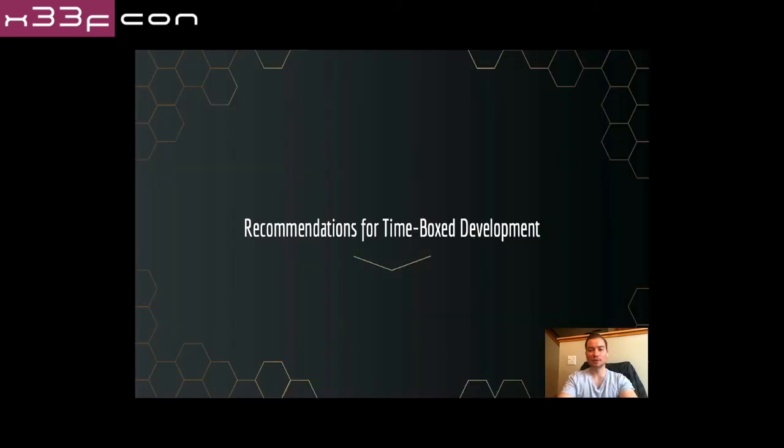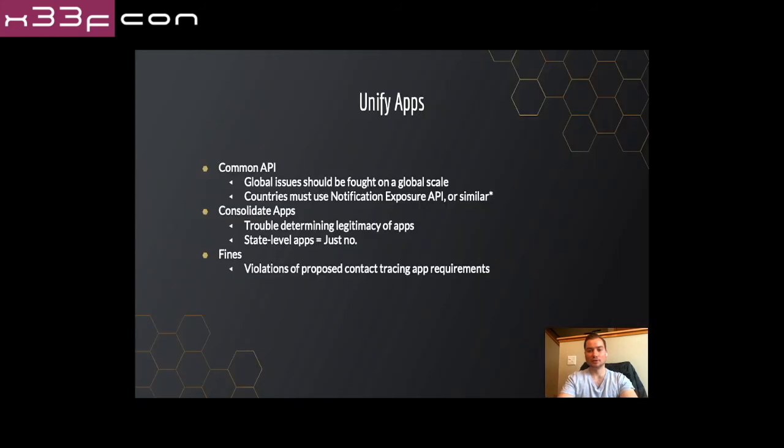Let's move on to recommendations for time-boxed development. So the first recommendation is to unify apps, and that can be done in one of two ways, or both. The first being using a common API, and the second being consolidating apps. So the first way is, using one of Google's or Apple's APIs, also known as the Exposure Notification API, or similar. Now I put an asterisk there because I believe that it doesn't necessarily have to be a private company's solution. It could be a public government created solution.